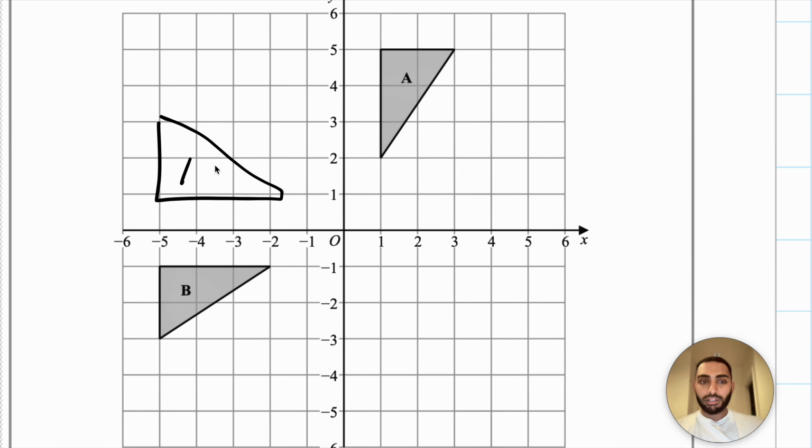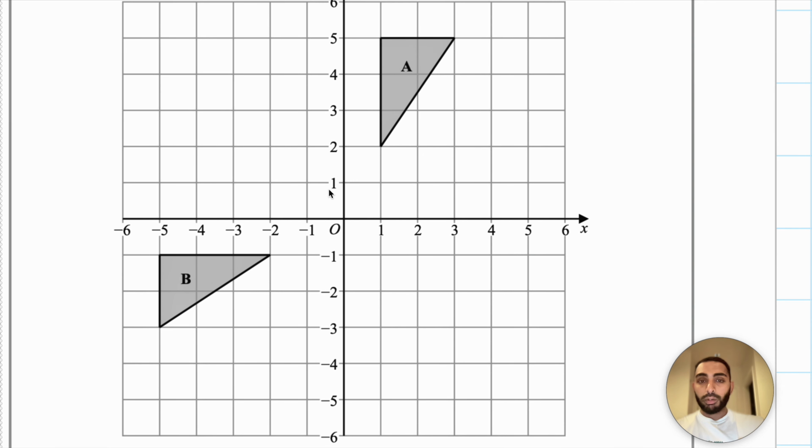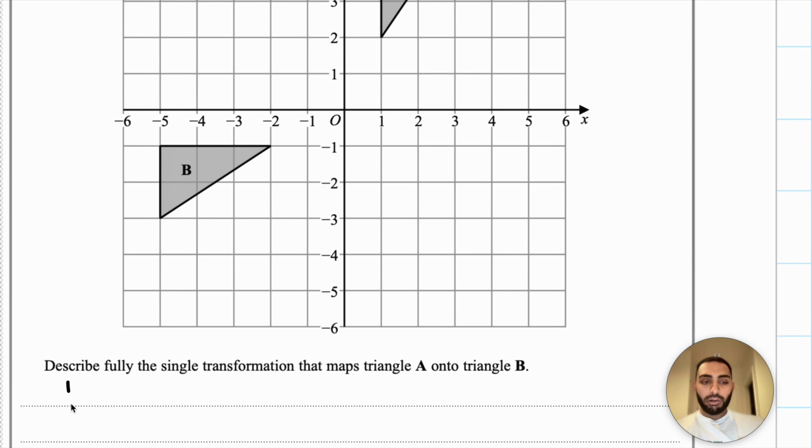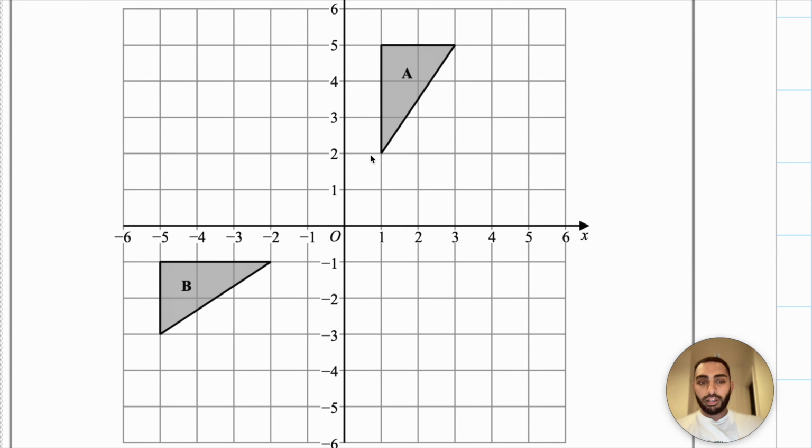So that's incorrect. It's not going to be a rotation. So it must be a reflection. Let's just figure out what line it would be reflected in. I'm going to take this point, which is matching up with this point. What's the coordinate of that point? It's (1, 2), and this coordinate is (-2, -1).